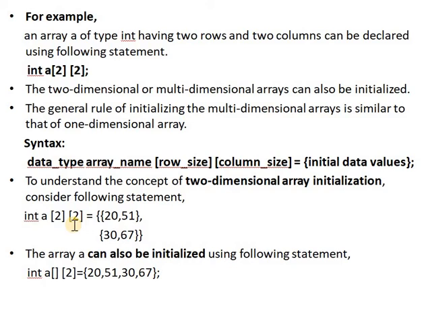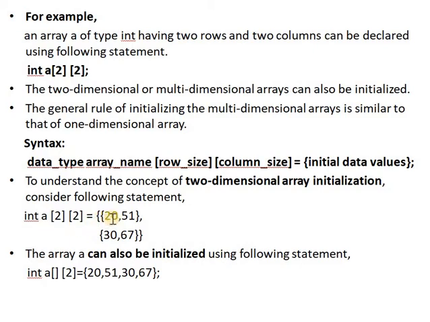Consider the example of an integer type array named A. It is a two-dimensional array, so it has a row value of 2 and a column value of 2. If I want to initialize this array, then first I declare this array, and after declaration, by using the equal to operator, I assign the different values to the two-dimensional array.